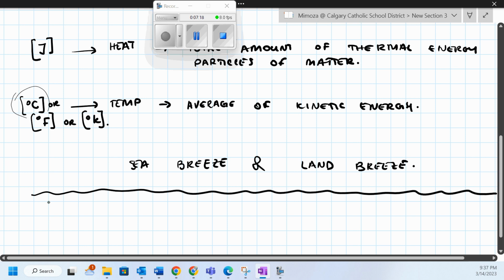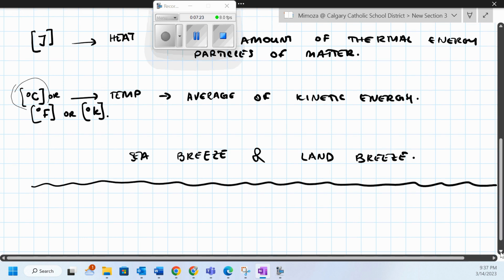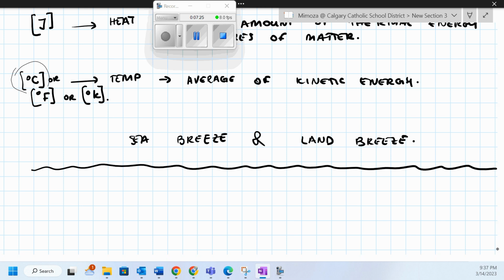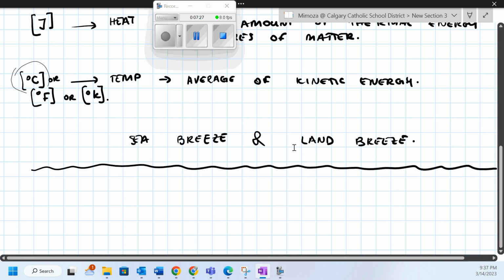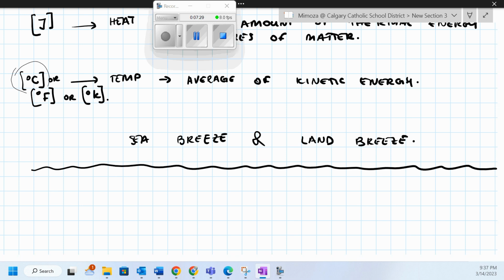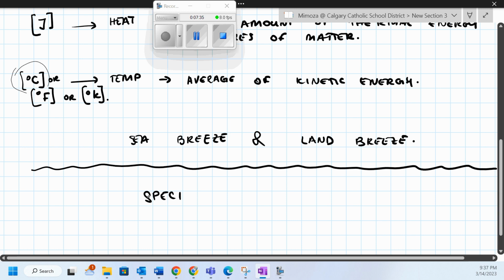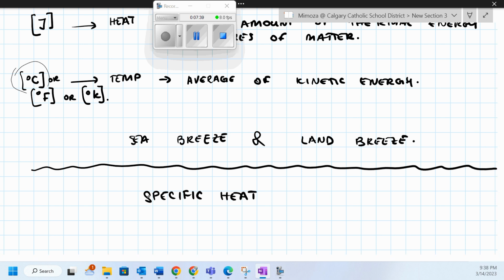The way that we represent that rate of absorption of different materials is through what is known as the specific heat capacity of the material. Specific heat capacity.